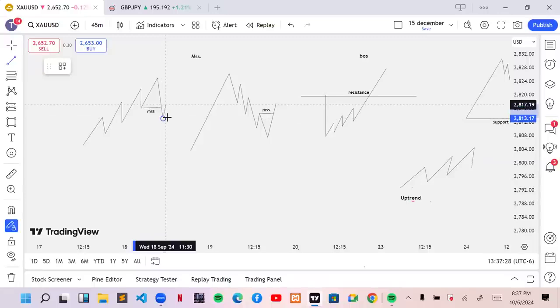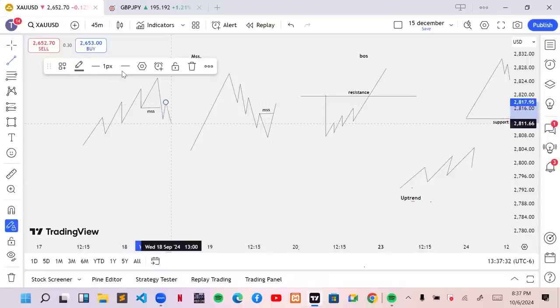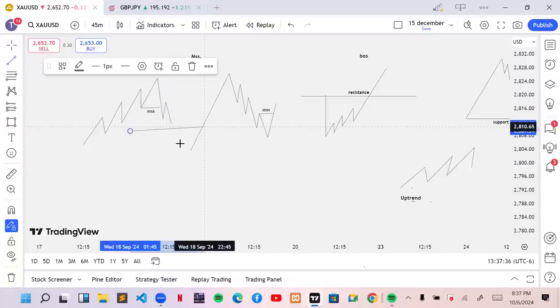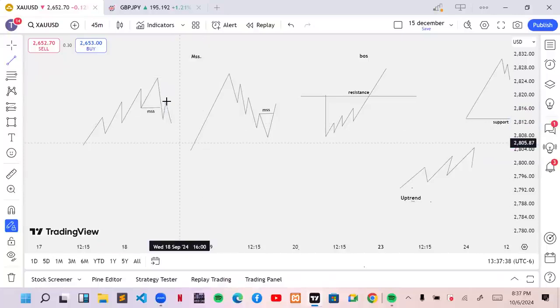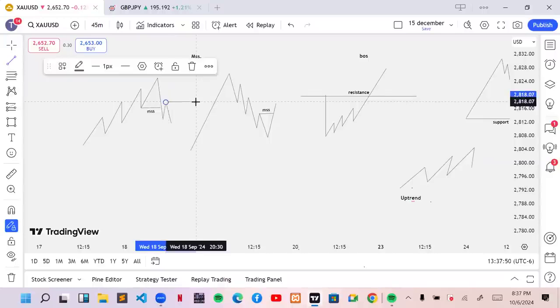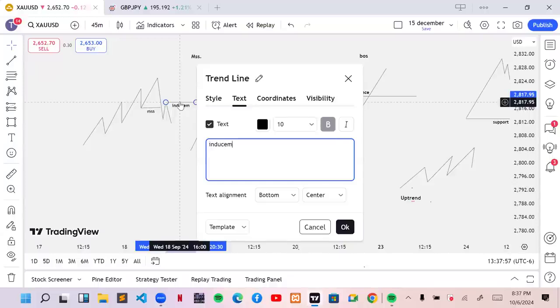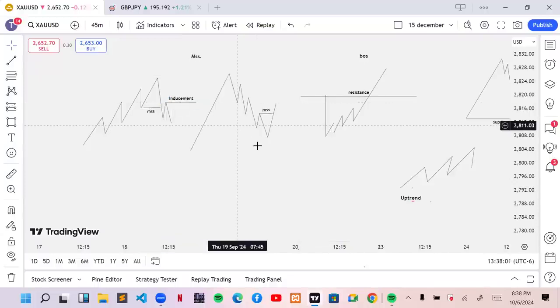The market will continue going in that direction that it broke structure to. So market broke structure to the downside. After breaking structure to the downside, it will make a pullback. This pullback that market makes close to the zone it broke structure from is your inducement. That is what my liquidity is. So this is the inducement for this case.